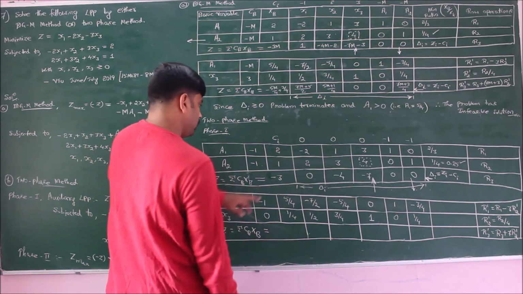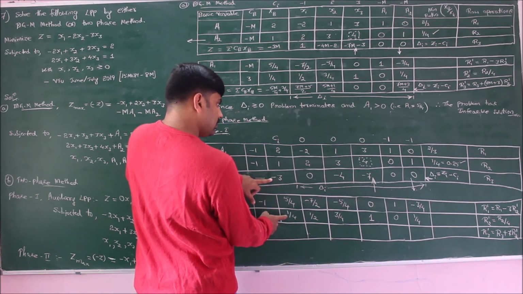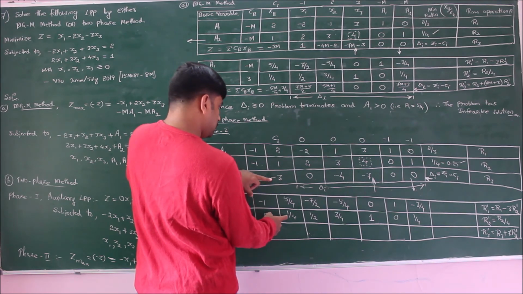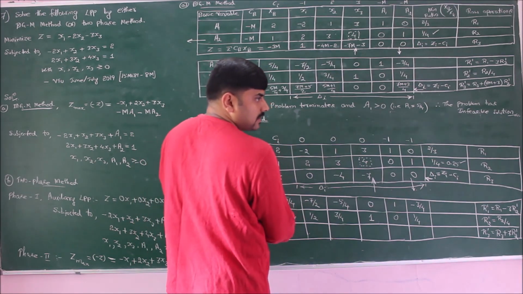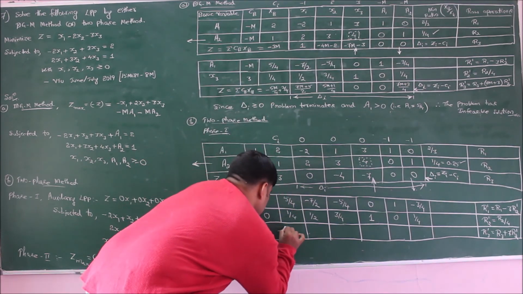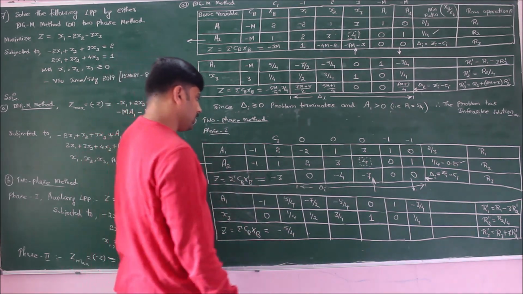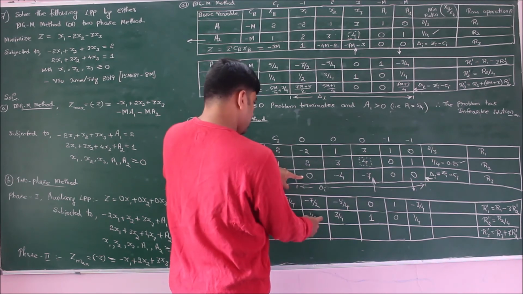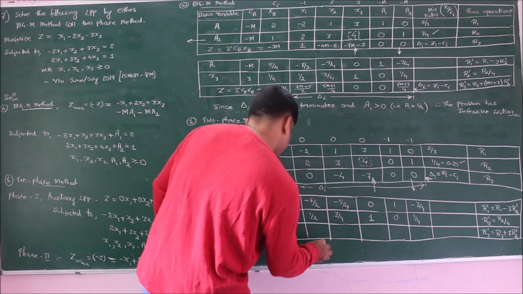Coming to the last row, we have minus 3 and 1 by 4. Minus 3 plus 7 by 4 gives us minus 12 plus 7, which is minus 5 by 4. The summation says the same thing. Coming over here, we have 0, and the key element is 1 by 2. So 0 plus 7 by 2 is 7 by 2.